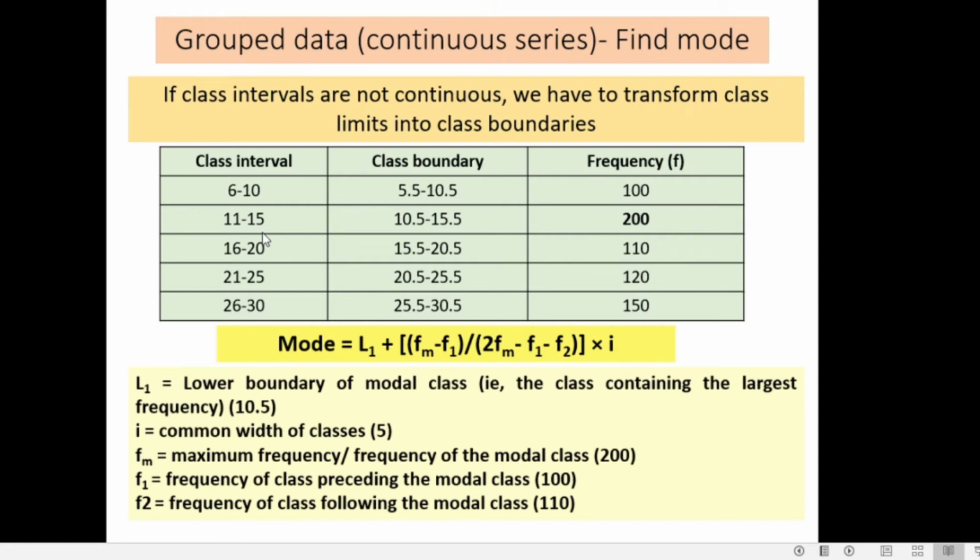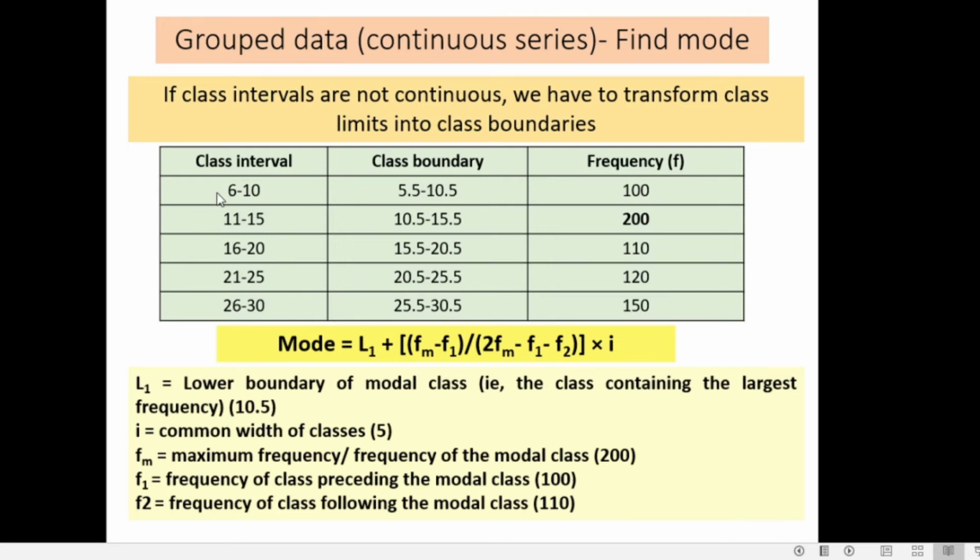That means we have to transform the class limits into class boundaries. So we will first find the width of each class. What is the width of each class? It starts from 6 and ends in 10. That means the width is 5. Or 11 minus 6 is equal to 5, 16 minus 11 is equal to 5. So that is the width of each class interval.